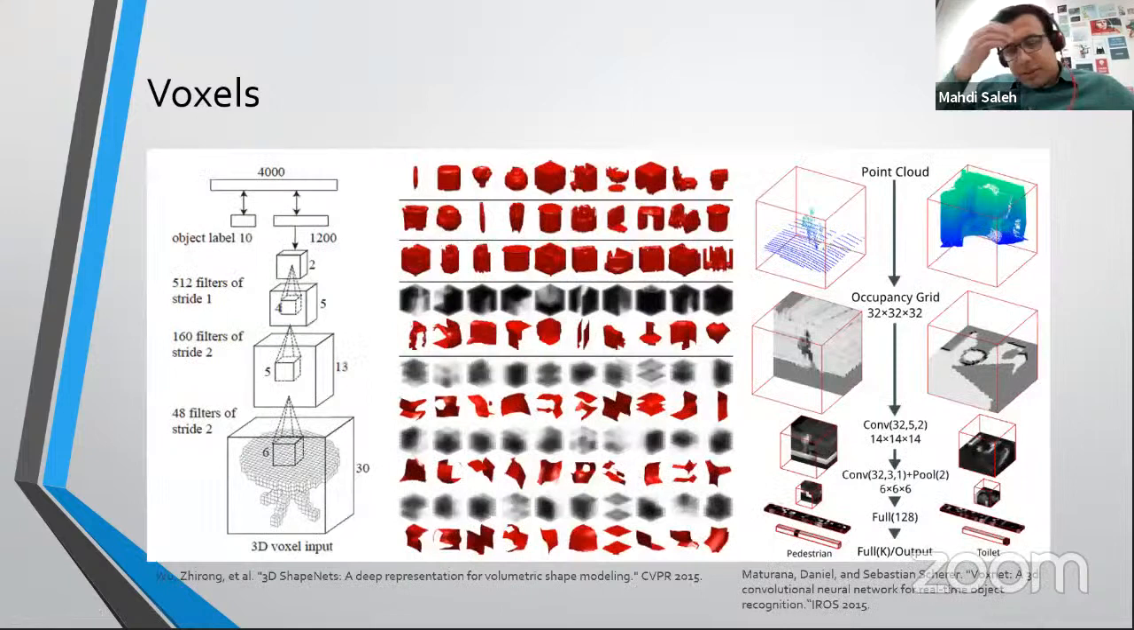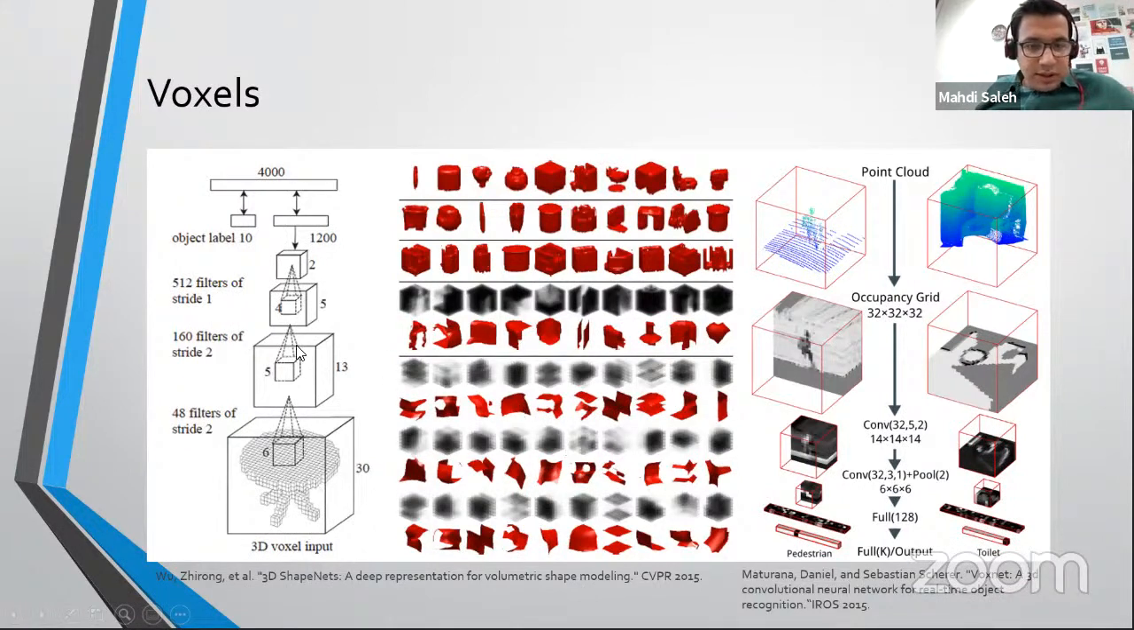There are also some rather old works, these concurrent works, one is VoxNet and the other is 3D ShapeNet. They try to represent an object using voxels. For example, here you see 3D point clouds, and they convert them to an occupancy grid, and they have a couple of convolution layers, and then fully connected layers, and you can do classification.